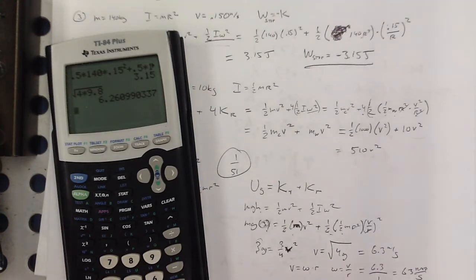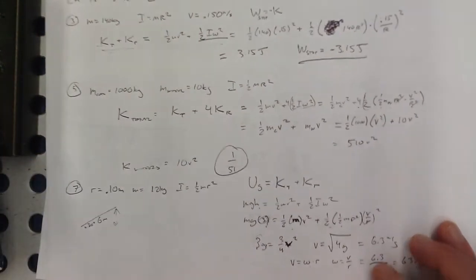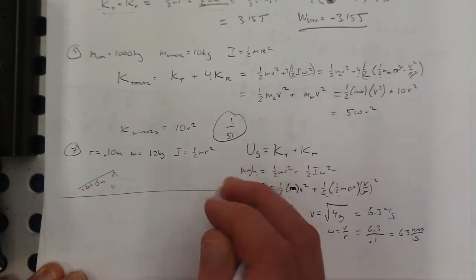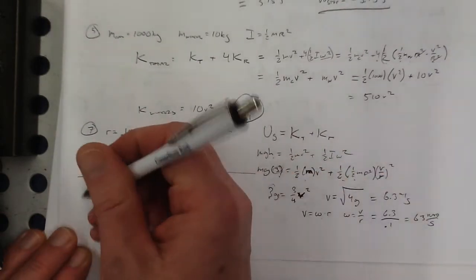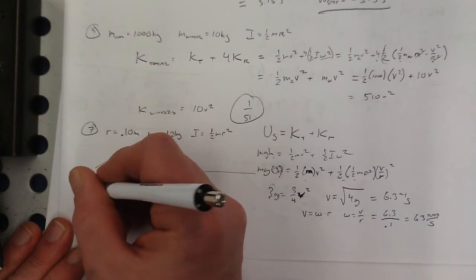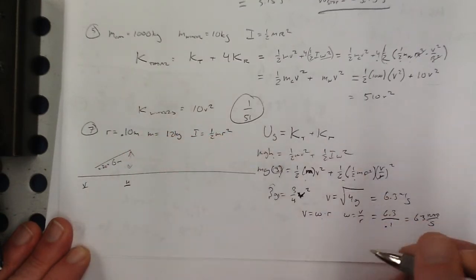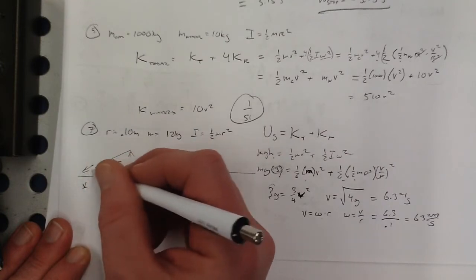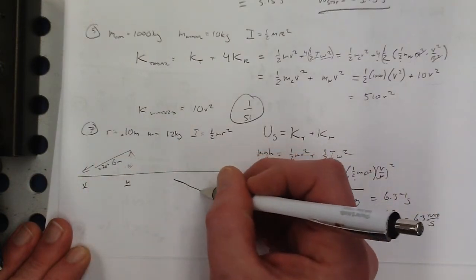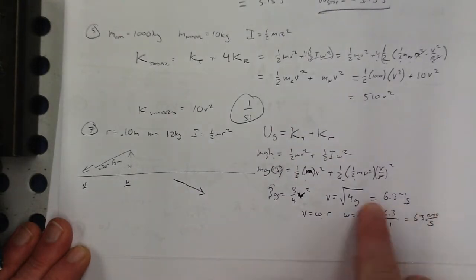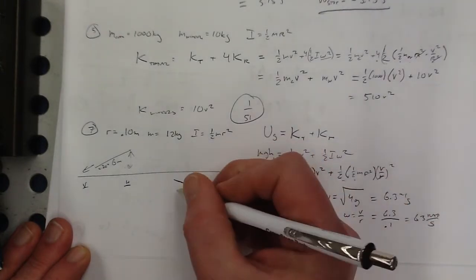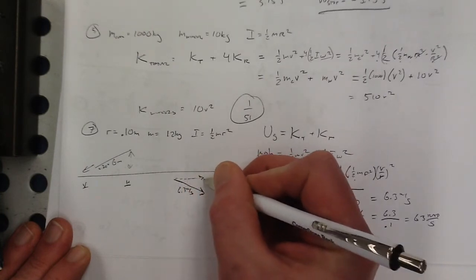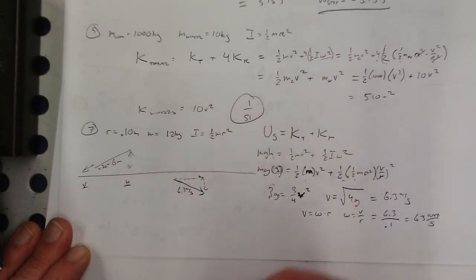So the height's 5. This is a kinematics problem now. Let's see if I can fit it in here. So I have vertical and horizontal. It's going to be launching here at an angle downward with an initial speed, I should say, of 6.3 meters per second. But that's not vertical. That's the combination of vertical and horizontal.